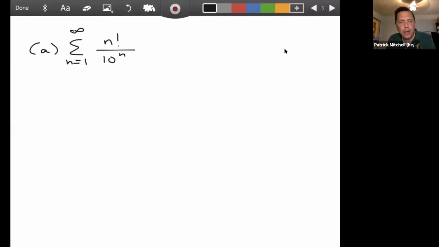All right, here we go. The sum n going from 1 to infinity of n factorial over 10 to the n. This is a great candidate for the ratio test. The ratio test is great for series with factorials and exponentials, okay? And you're going to see why here in just a second. So use ratio test.